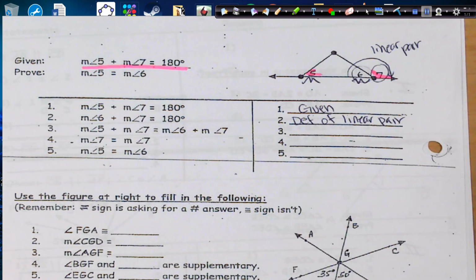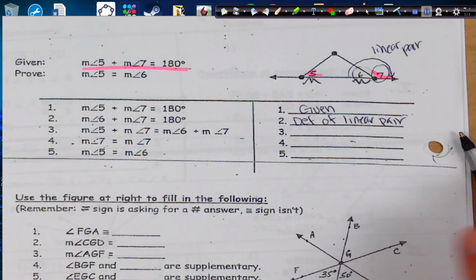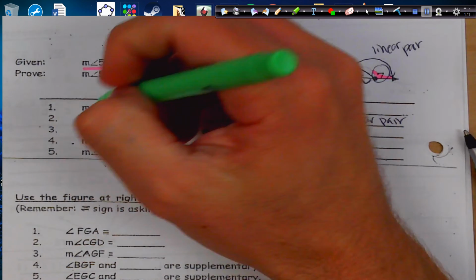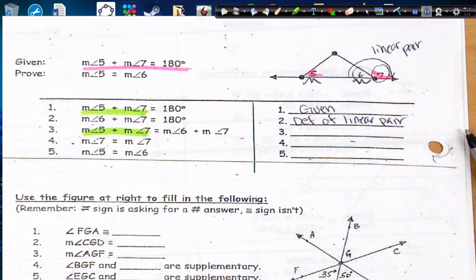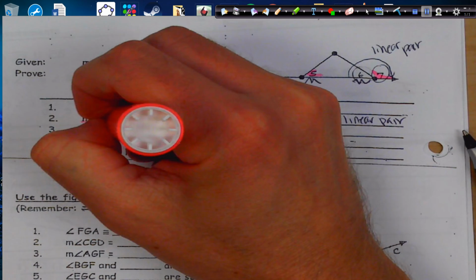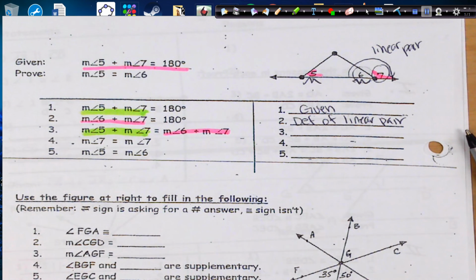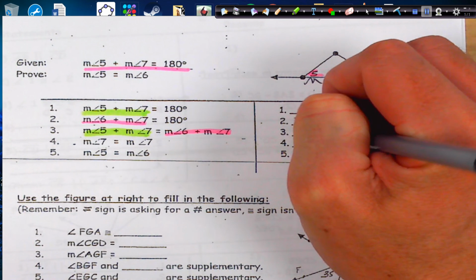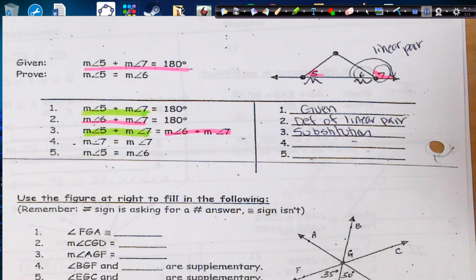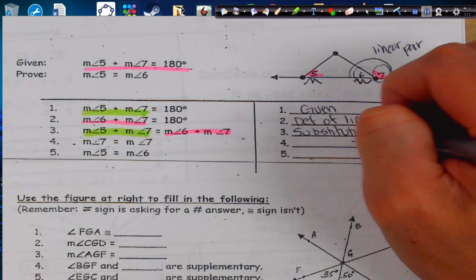Again, we can use definitions. And then 5 plus 7 equals 6 plus 7. This one's kind of difficult to see, but let me see if I can show it to you. 5 plus 7 is this right here in green. And then 6 plus 7 is here in pink. And what you notice is they were both equal to 180. If they're both equal to 180, that means we can equal them to each other. So this is actually a form of substitution. Okay, we could even go ahead and call it, yeah, just substitution property.